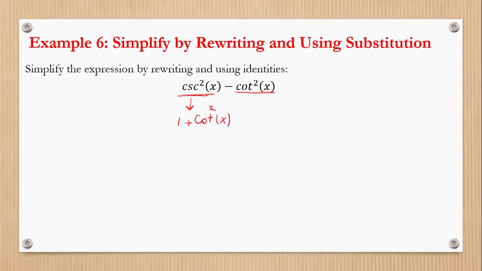So bring down the rest of the problem. Negative cotangent squared. What else can we do? We have like terms. We can combine like terms. Cotangent squared, we can combine them, but since one is positive, one is negative, they cancel each other. And it is 0 actually, and 1 plus 0 is just 1. That's the simplest form of this expression.